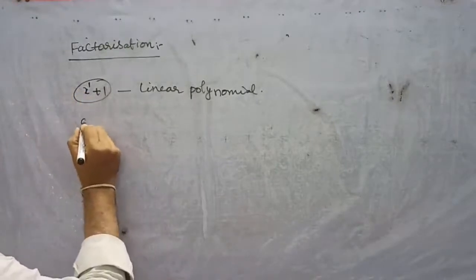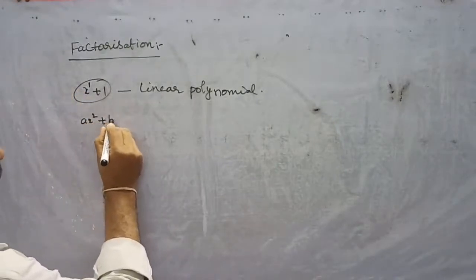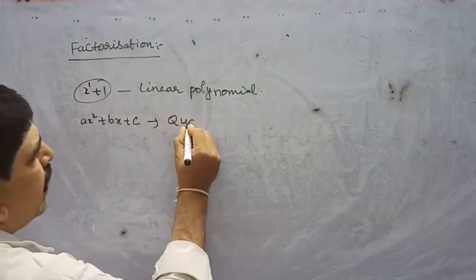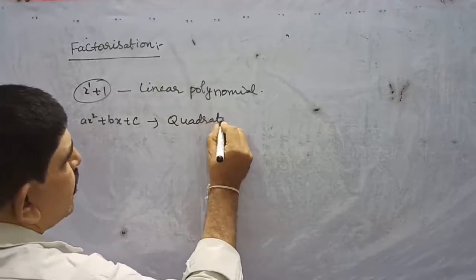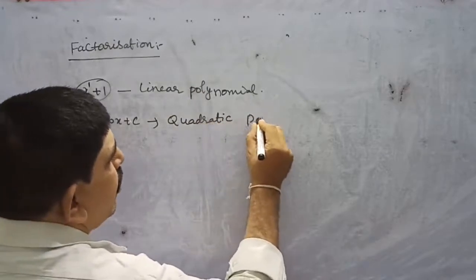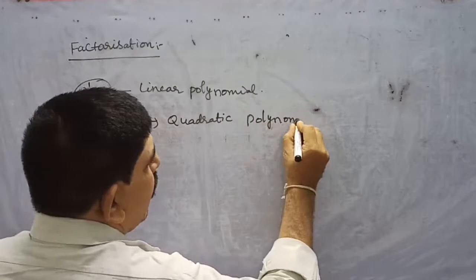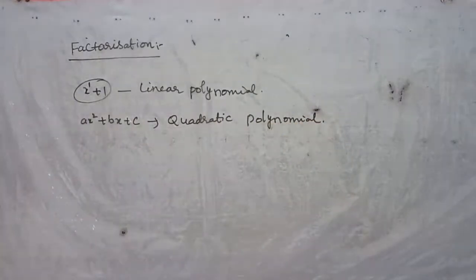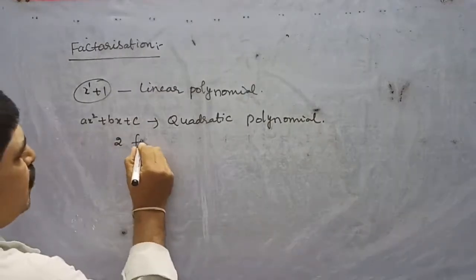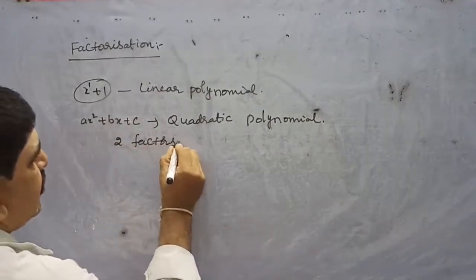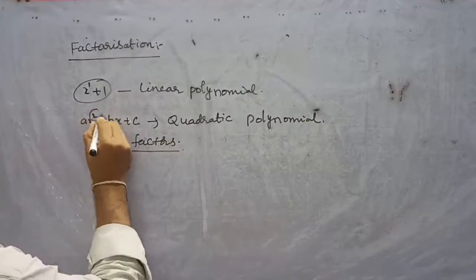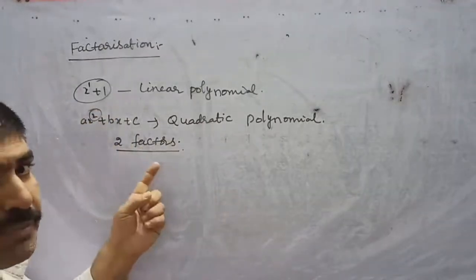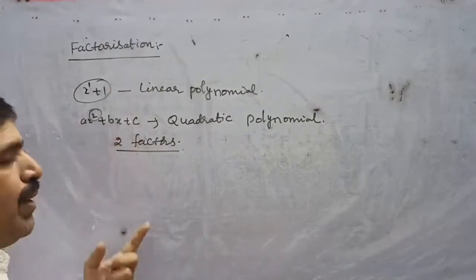Next one, ax square plus bx plus c. What is this? It is a quadratic polynomial. For a quadratic polynomial, how many factors will be there? 2 factors. What is the degree of the polynomial? 2. Therefore, 2. The number of factors depends on the highest degree of the polynomial.